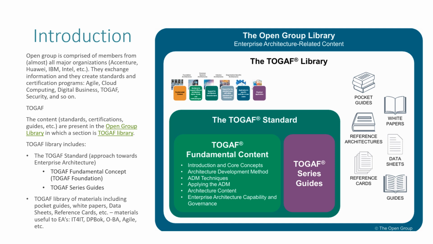And the last chapter is about enterprise architecture capability and governance. This chapter is about how you build the enterprise architecture capability of the organization and also define the governance structure around it. There are TOGAF series guides, which are very useful, but you don't need to read them for the foundation exam. Even I have not read those series guides yet, but I am planning to go through them.